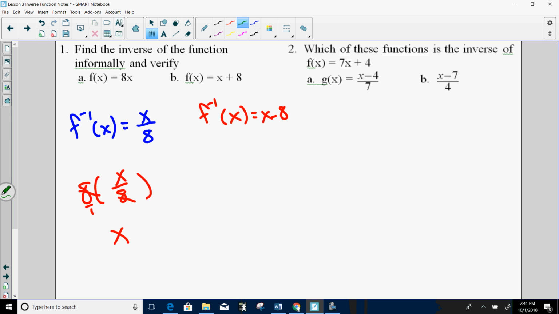So then I go to example 2. It says, which of these functions is the inverse of f of x equals 7x plus 4? If I look at this, I'm adding 4, so I'm probably going to need to subtract 4. Well, there's a subtract 4. I'm multiplying by 7, so I probably need to divide by 7. There it is. So the correct answer would be A.